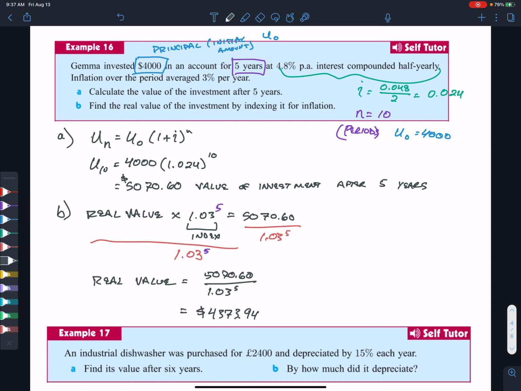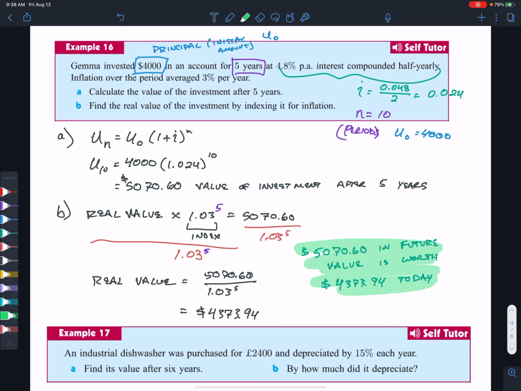And actually, let me write that down. So in a nutshell, $5,070.60 in future value is worth $4,373.94 today. That's essentially what we just did. Okay, so that's what's happening with this calculation.